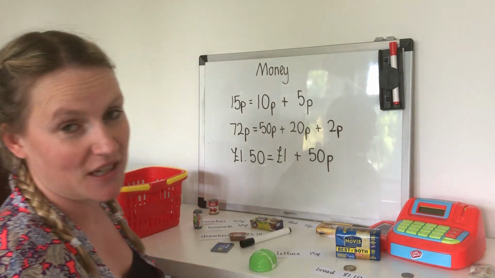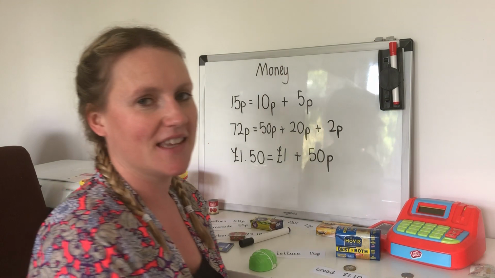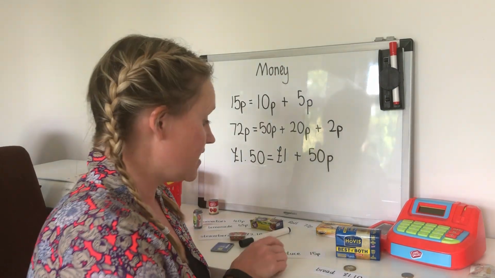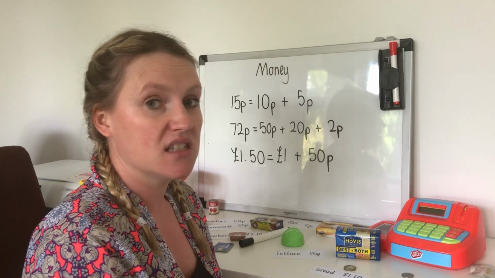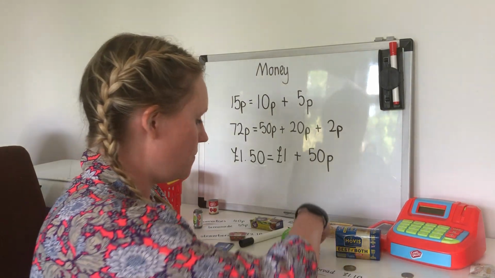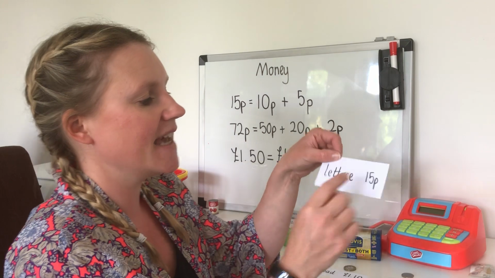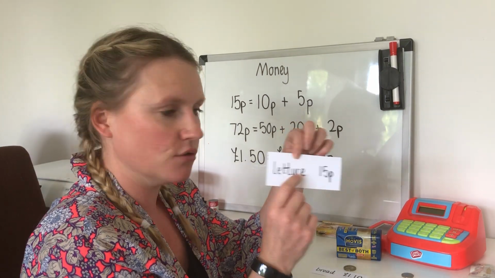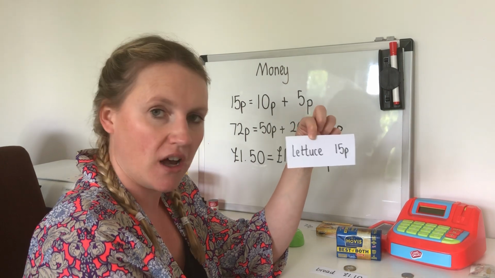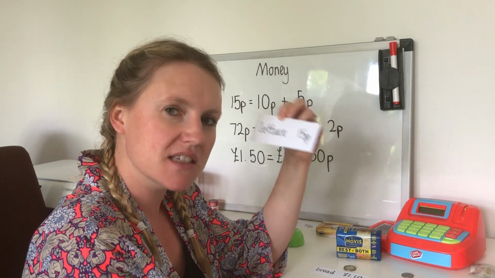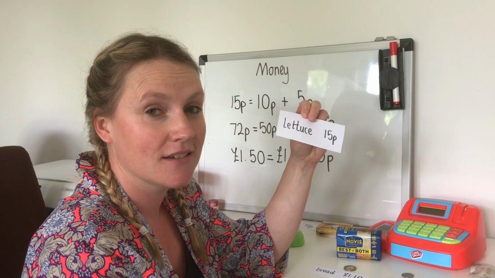Now, I thought it would be a good idea, if you want to carry on doing this game at home, you could get some items from around your kitchen, maybe a tin of beans, some bread, some milk, and you could get some pieces of paper and label them. So write what it's called and how much you think it costs. And then you could try and work out which coins you'd need to buy items around your house.